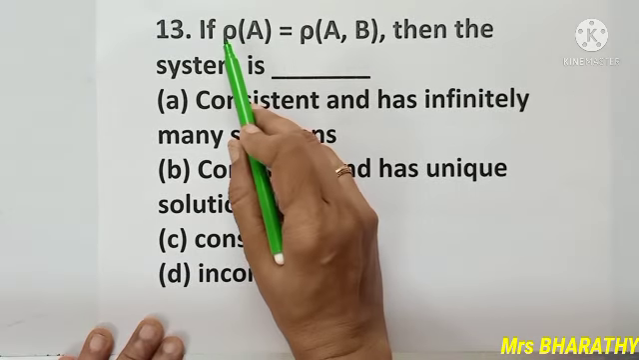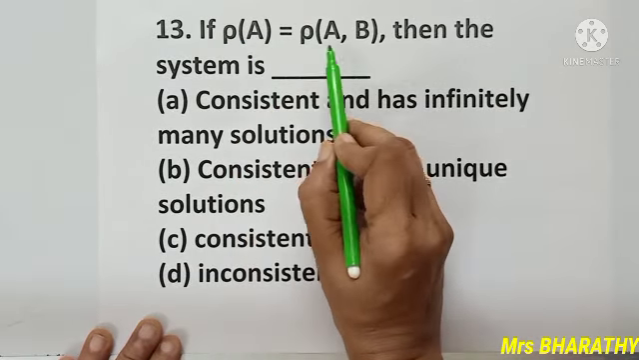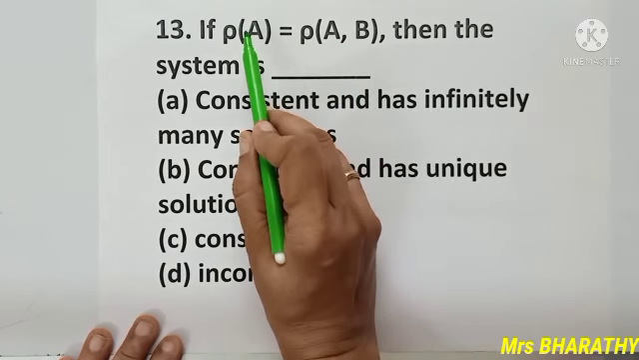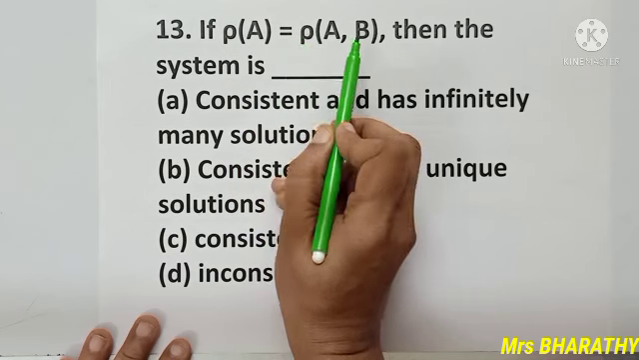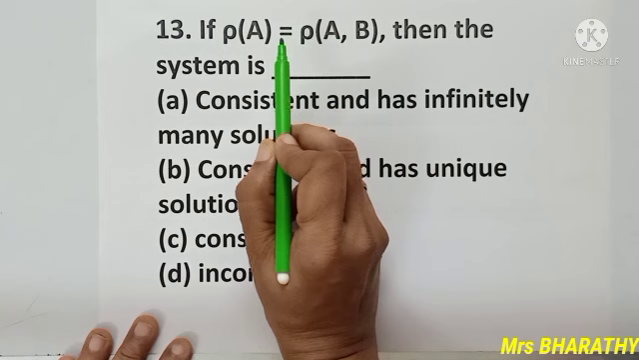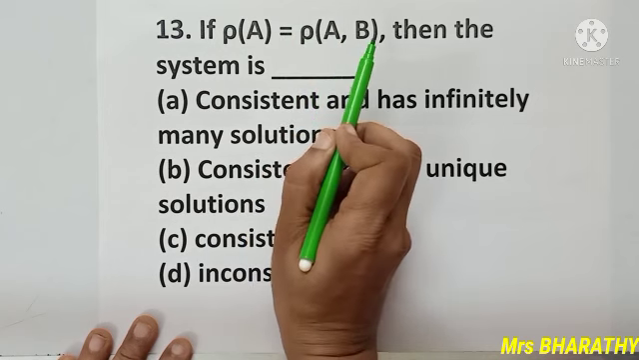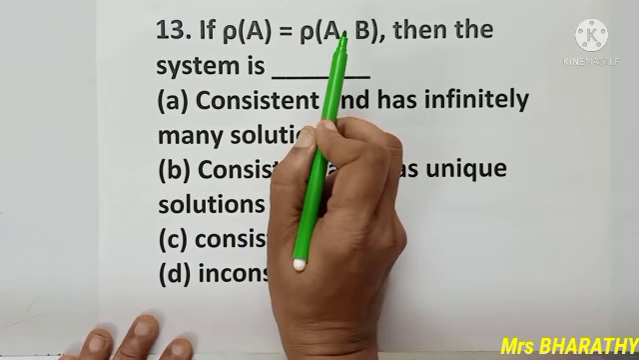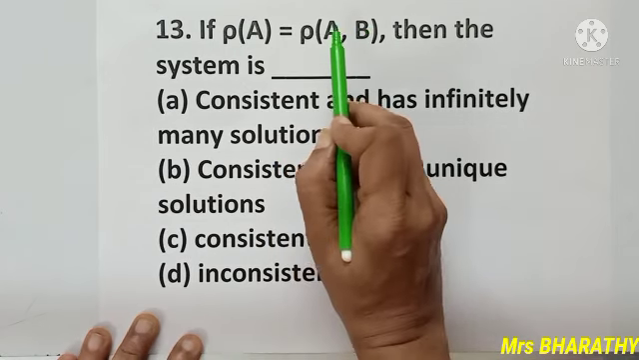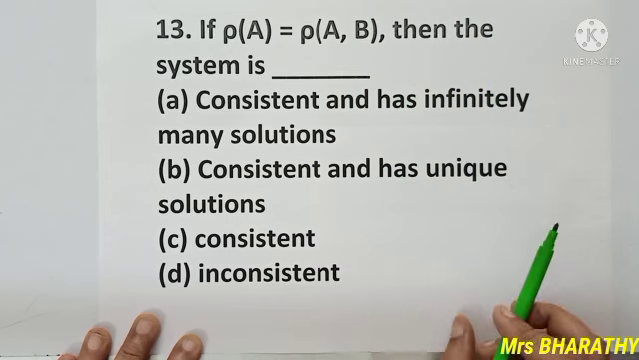Question number 13. Row of A and row of AB are equal. Whenever row of A and row of AB are equal, our immediate declaration is the equations are consistent. They may have infinitely many or unique solutions. That we do not know.